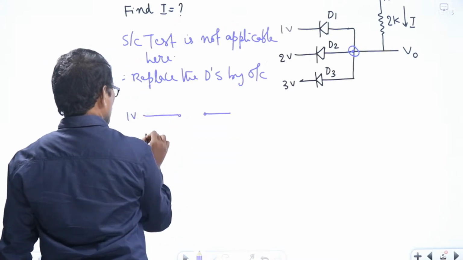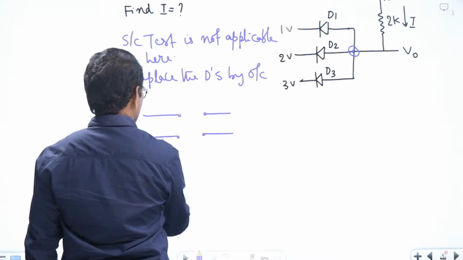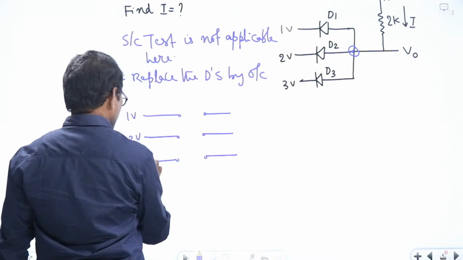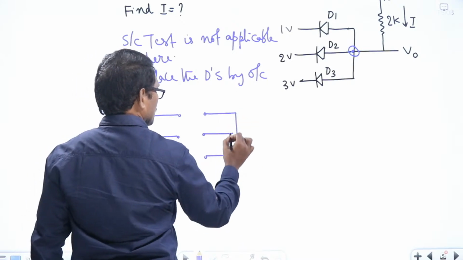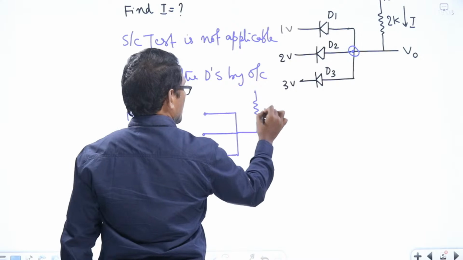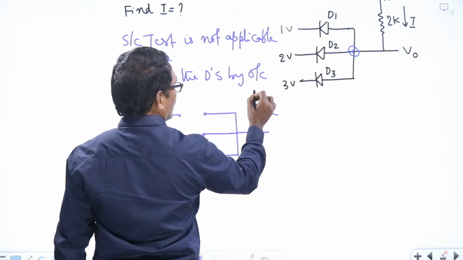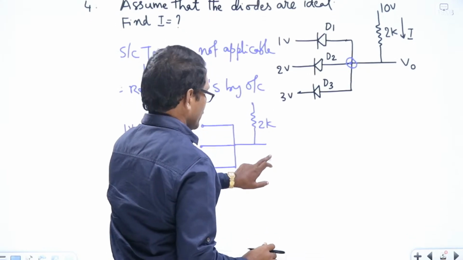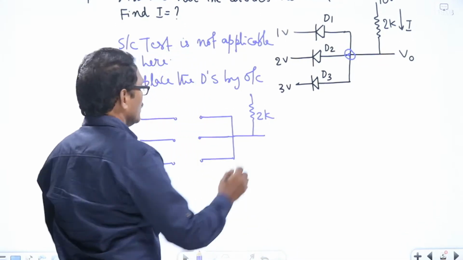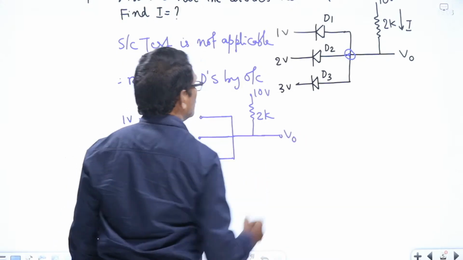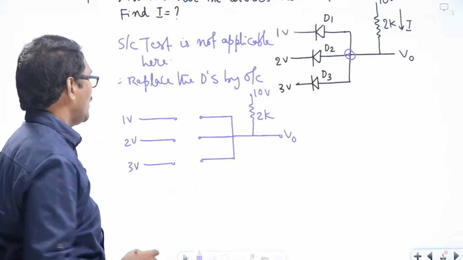This is 1 volt, 2 volts, and diode 3 volts. This is 2K. This is 10 volts and output voltage.